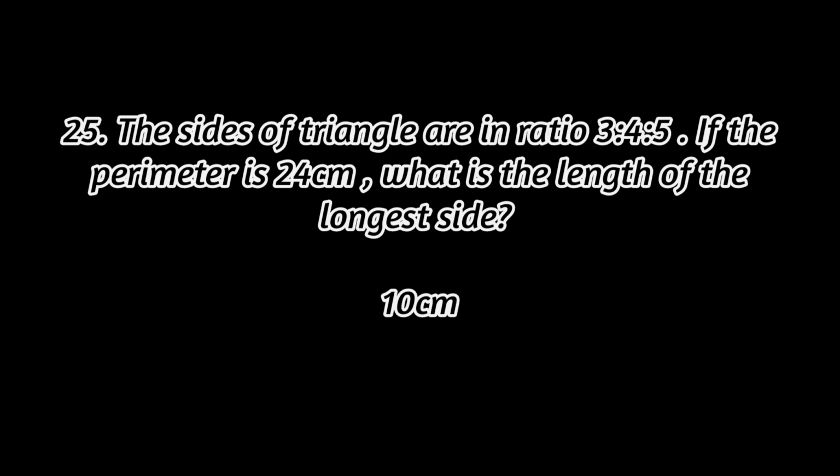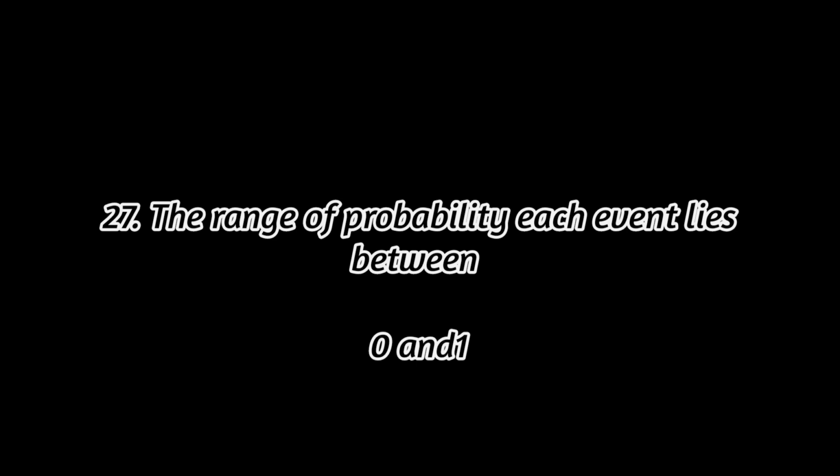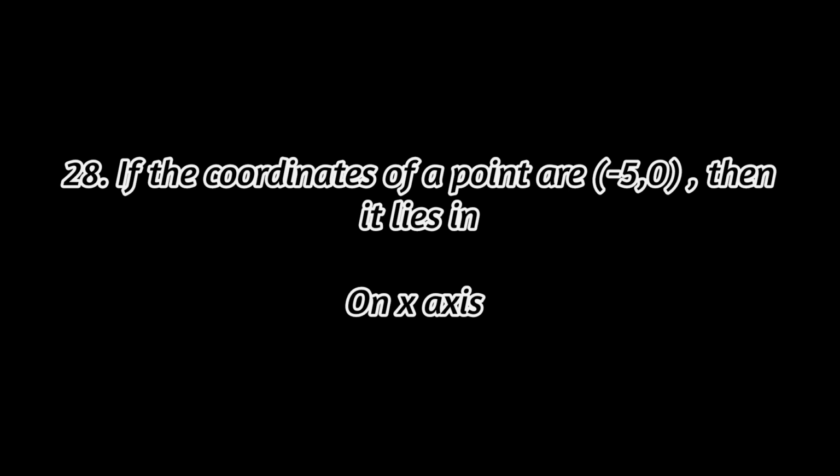If the perimeter is 24 centimeter, what is the length of the longest side? 10 centimeter. What is the average of the numbers 0, 0, 4, 10, 5, 5? 4. The correct answer is 4. The range of probability for each event lies between 0 and 1. If the coordinates of a point are (-5, 0), then it lies on the x-axis.